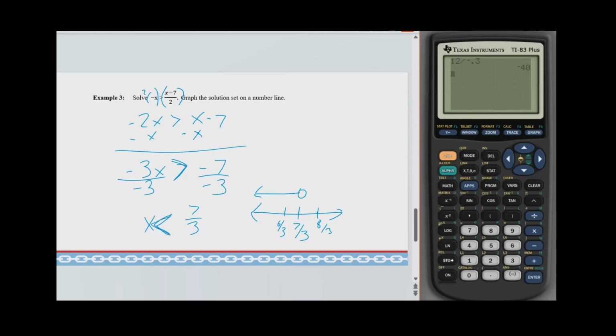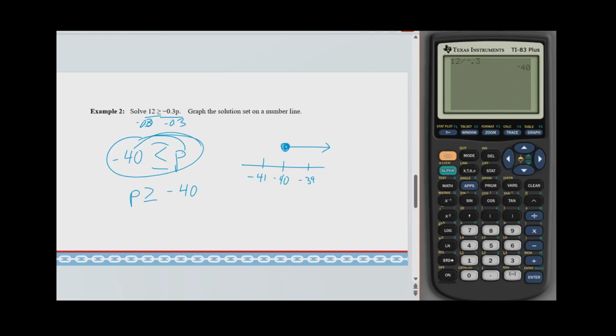If you have your variable on the left side, the direction that your line goes is the same direction that your inequality points. So this is pointing left, so my line goes to the left. Right up here on the previous problem, my inequality was pointing to the right. My line goes to the right.